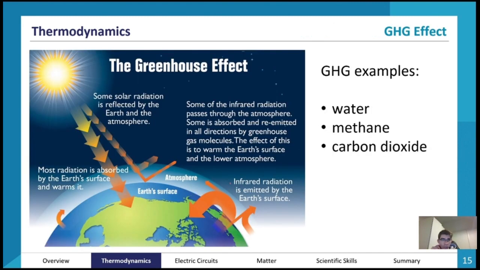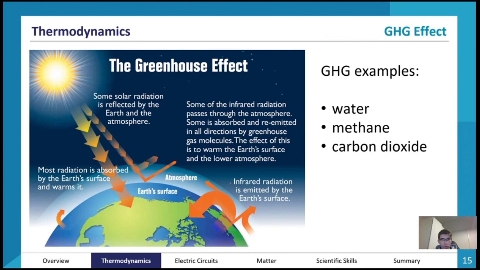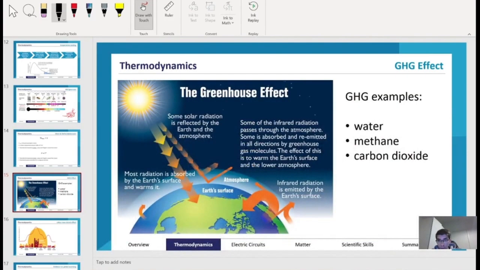Now let's talk about the greenhouse gas effect for a bit, because then we have to talk about electricity, and I have a lot of questions to show you. The greenhouse gas effect, before we continue, I need to triple check if we're doing well with time, and we're doing beautiful with time. We're doing very well with time.